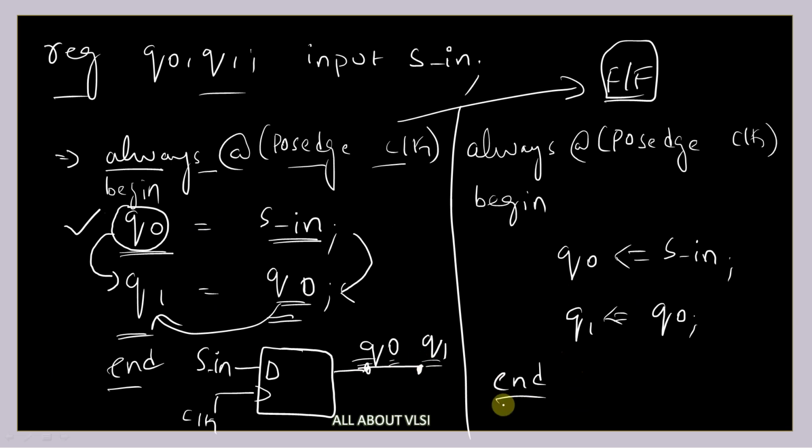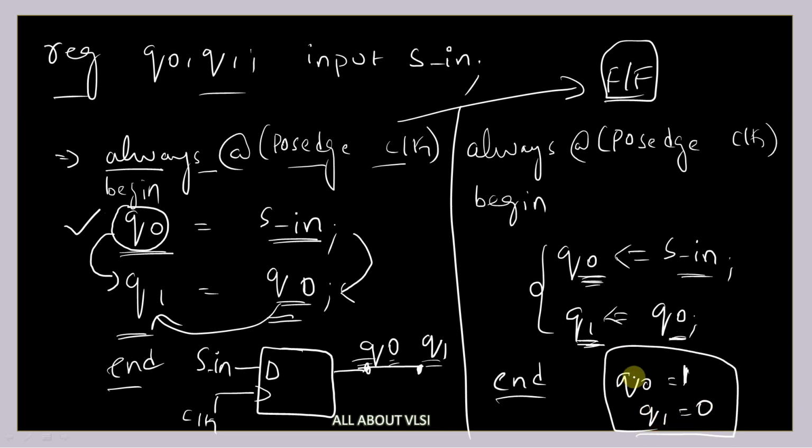But if we are using a non-blocking assignment, then what is going to happen? These two assignments are going to happen in parallel. Q0 will be updated to the present value of S_in, that is, Q0 will be assigned 1, and the Q1 value will be updated to the previous value of Q0, since we are using a non-blocking assignment. So Q1 will still be 0.